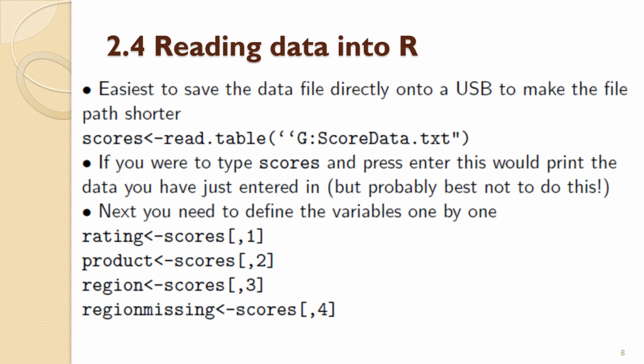So the same as you've seen before then, reading the data into R. It's easy to save the data directly onto a USB stick to make the file path shorter. I think this was using my work computer, so a slightly different drive letter for the USB drive in this case, but scores just goes to read.table, applied to the file path. Just make sure here that you get the correct letter for your USB drive. This might not be G on your computer, so you might need to change this if you're doing this.